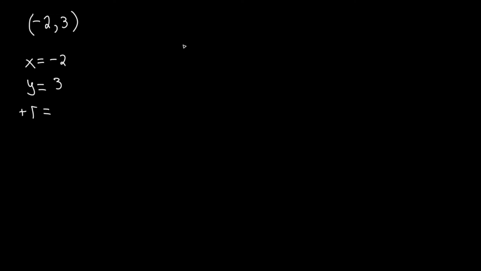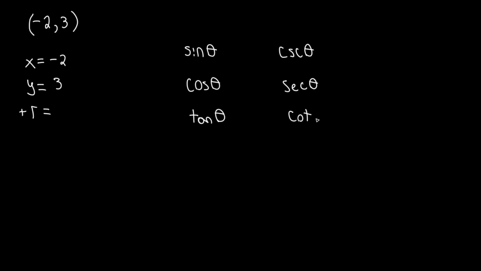Now, what are the 6 trigonometric functions I need to find? Sine of theta, cosine of theta, tangent of theta, our reciprocal of sine, cosecant of theta, our reciprocal of cosine, secant of theta, and our reciprocal of tangent, cotangent of theta. Forgot my equal signs.